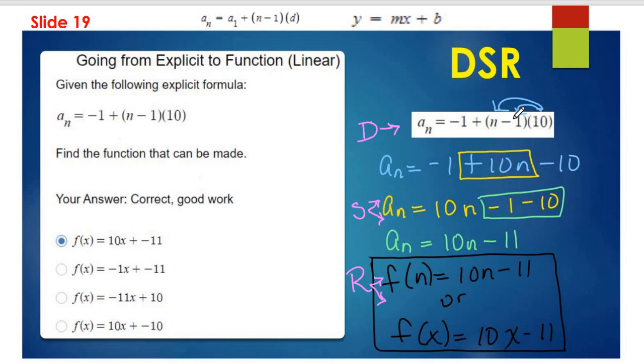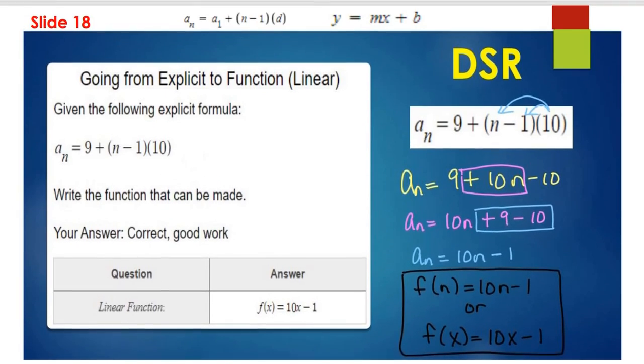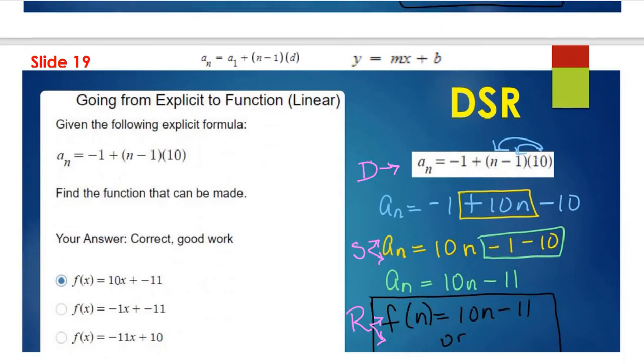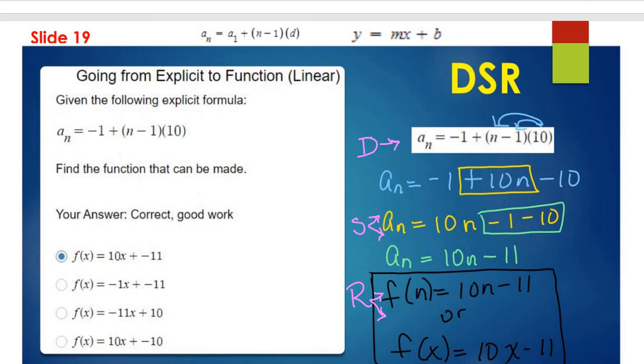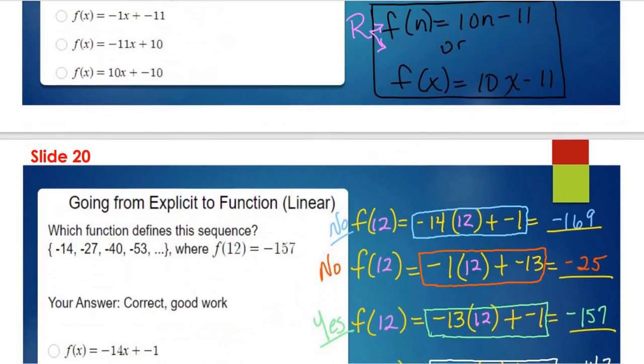So you're distributing just like we did before. You're simplifying right here. And so this is your first term, second term, third term. Write your second term first, add your first and your last terms together, and you'll come up with a negative 11, and then replace. So this is the answer right here. Remember, slide number 18 and slide number 19 are exactly the same. The only difference is one is fill in the blank, and the other is multiple choice.